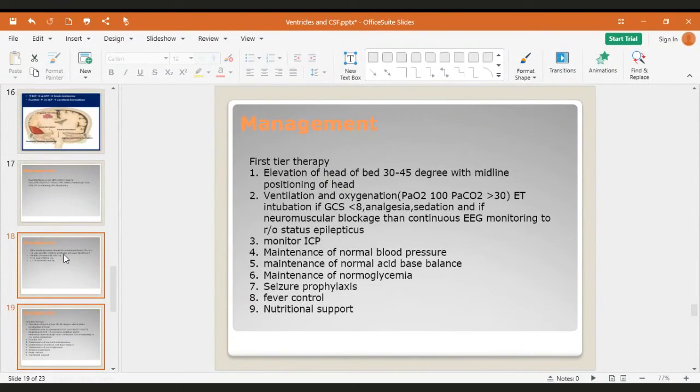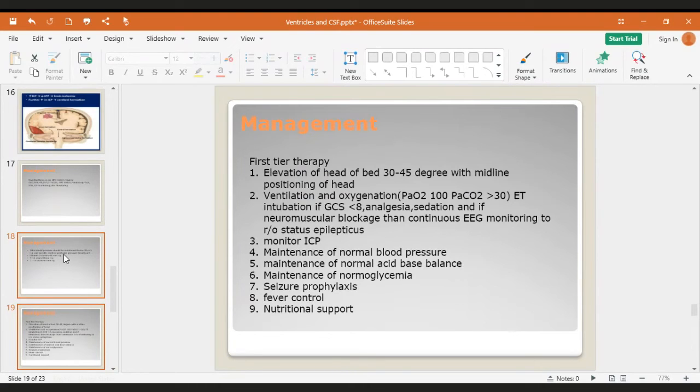Management is the first tier therapy. First, there is elevation of the head of bed 30 to 45 degrees, with the head midline and the neck minimally handled. There is ventilation and oxygenation, PaO2 to be around 100, and PaCO2 to be more than 30.